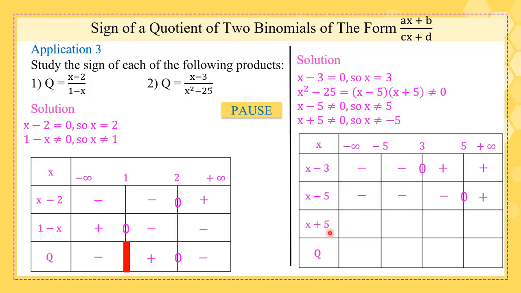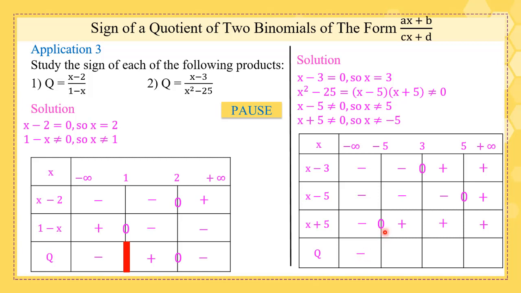x plus 5 is 0 at x equal to minus 5. Before the root, we have opposite sign of a, which is 1, so it's negative. And after the root, we have the same sign as a, which is 1, so we have positive signs. At last, we need to find the sign of the quotient, so we multiply all the signs. Minus times minus is plus, times minus gives minus. We have three negative signs, so an odd number of negative signs, so we will get a negative sign.